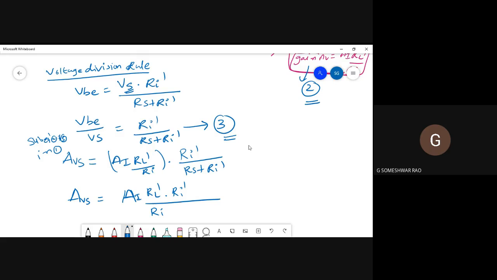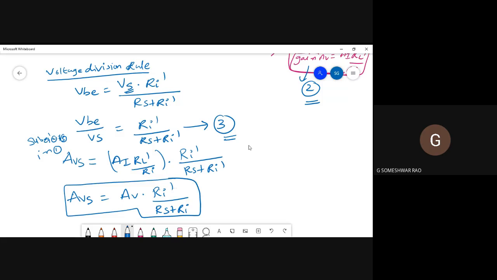Do one thing here. Instead of writing AI into RL dash by RI, you write it as AV itself. That is a better one, no? AVS is equal to AV into RI dash by RS plus RI dash. Is it okay? This one is good, looking good. This expression is looking good. Yes or no? Yes, sir. This expression is very important. Let this expression be equation 4.